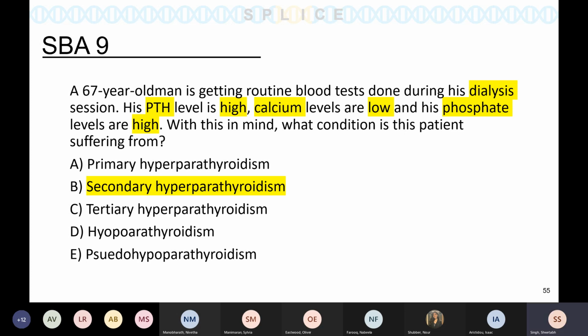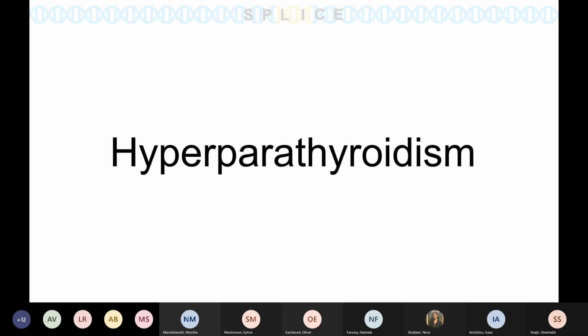Now, if we look at the results, PTH level is high. You can get that in secondary and tertiary, but the calcium levels are low, and that would point towards a secondary hyperparathyroid picture. And we'll go through that in the later slides. So can we have the next slide, please? Okay, next one.